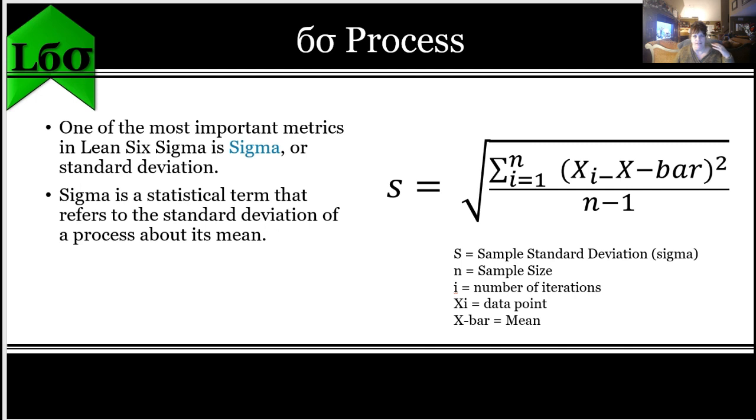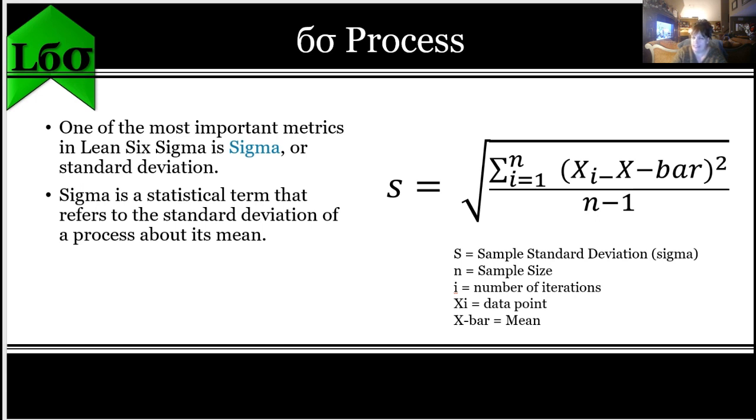So we want to look at two different operators. We want to see how they compare to each other, and then we want to streamline that process to eliminate the waste within that value process so that we can bring about more value and limit the amount of waste within our environment and in our processes. Sigma is a statistical term that refers to the standard deviation of a process about its mean.